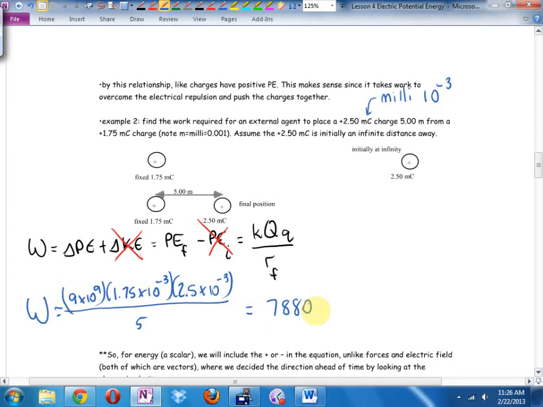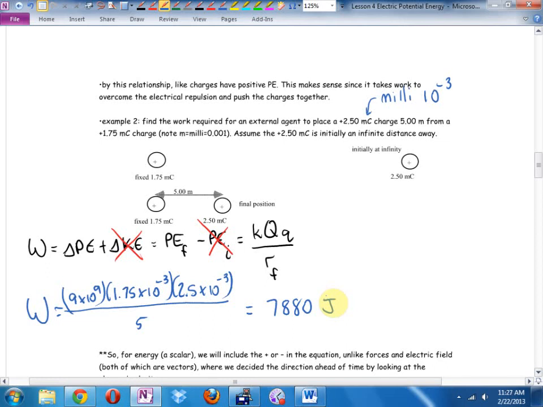Units. Direction. Someone challenge me. Come on. Direction. Someone challenge me. Why is there no direction? Energy, scalar. Okay, don't fall for that. No direction.